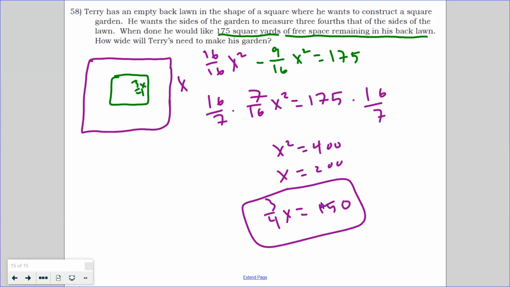Honestly, this problem is really weird. It's worded kind of weird, but you're assuming a lot of things, ignoring a lot of things. Anyways, that makes sense to Arjun? Perfect.